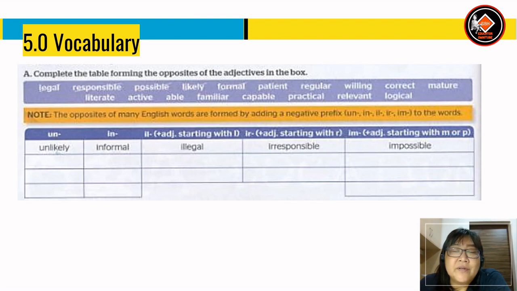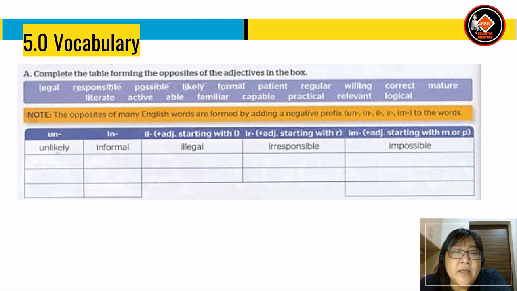Next, we are doing vocabulary. So number 1, complete the table forming the opposites of the adjectives in the box. So here you have legal, responsible, possible, likely, formal, patient, regular, willing, correct, mature, literate, active, able, familiar, capable, practical, relevant, and logical. Let's look at the note.